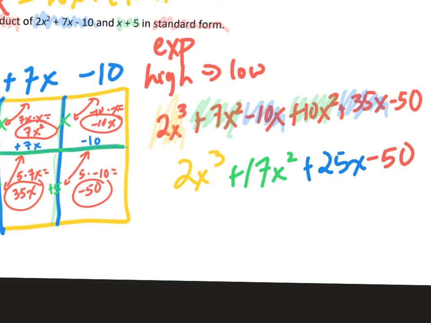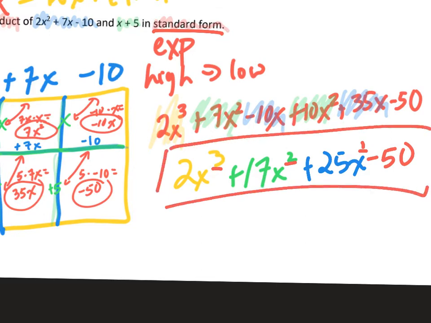And remember, I want to check that this is in standard form. So let's make sure that my exponents are going from highest to lowest. My highest exponent is 3. That's my first term. My second highest exponent is 2. That's my second term. My third highest exponent is 1, which is my third term. And my last term is a constant, so I know that it has an exponent of 0. So it looks like this is in standard form. And I'm good.